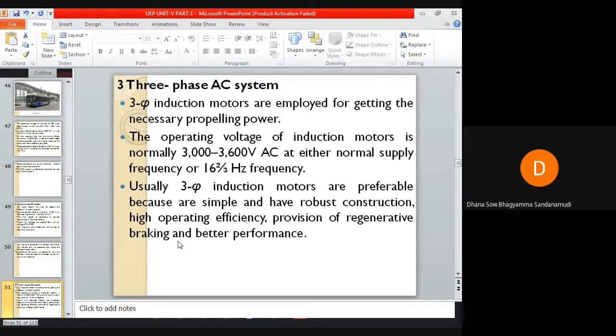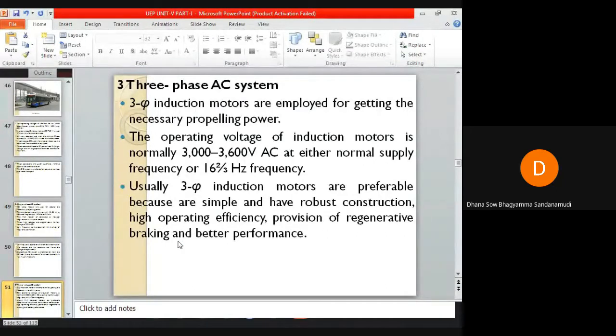So in this three-phase AC system for track electrification, we use three-phase induction motors to get the necessary propelling torque of the vehicles. And the operating voltage of these induction motors will be around 3000 to 3600 volts at normal frequency, or the frequency can be reduced to 16 2/3 hertz.